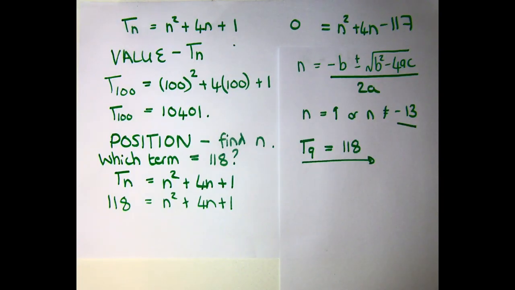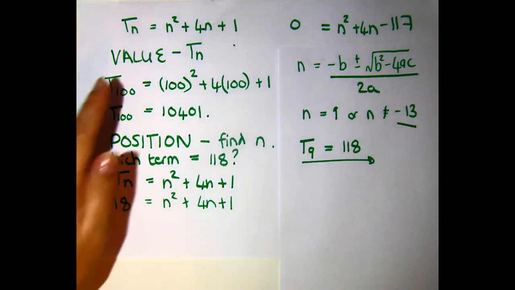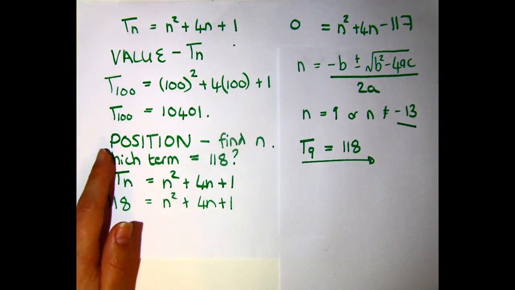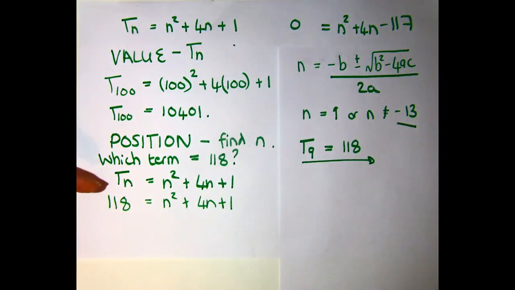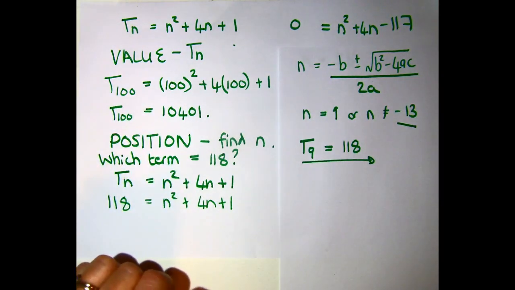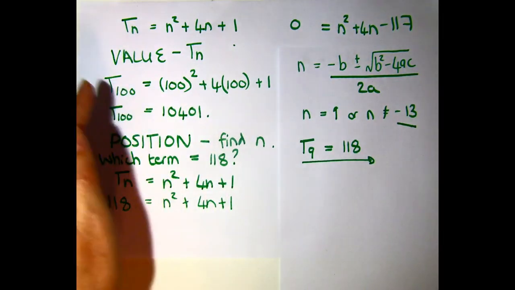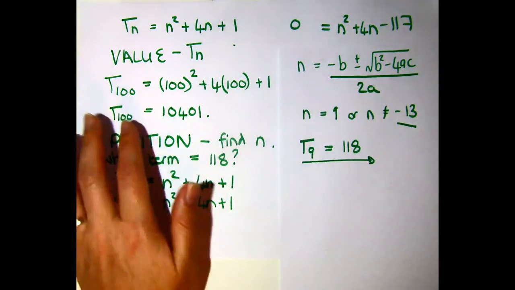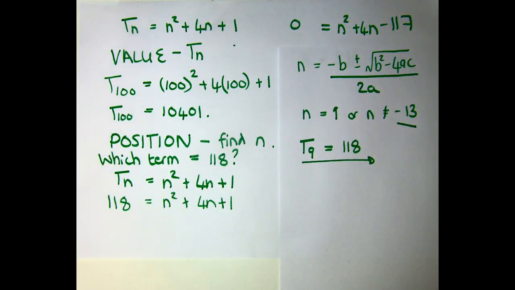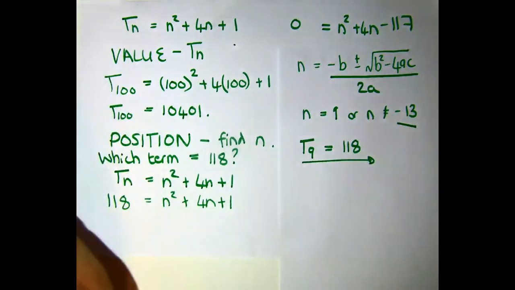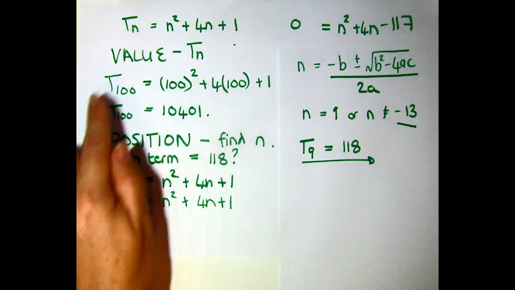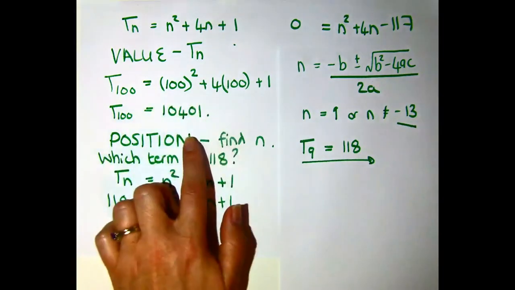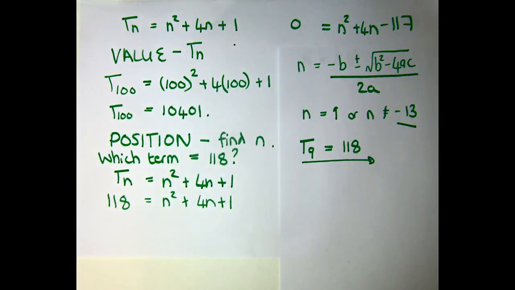Once you've found the formula for a quadratic number pattern, there are chiefly two kinds of questions. The first where they ask you for the value, and the second where they ask you for the position. The value will be when they ask for the third term, or in this case T100, or they tell you to find T100. So when you're given the position, the 100, or the 5, or another number, you plug it into the formula in place of n, and you find the actual value of the term in that position.